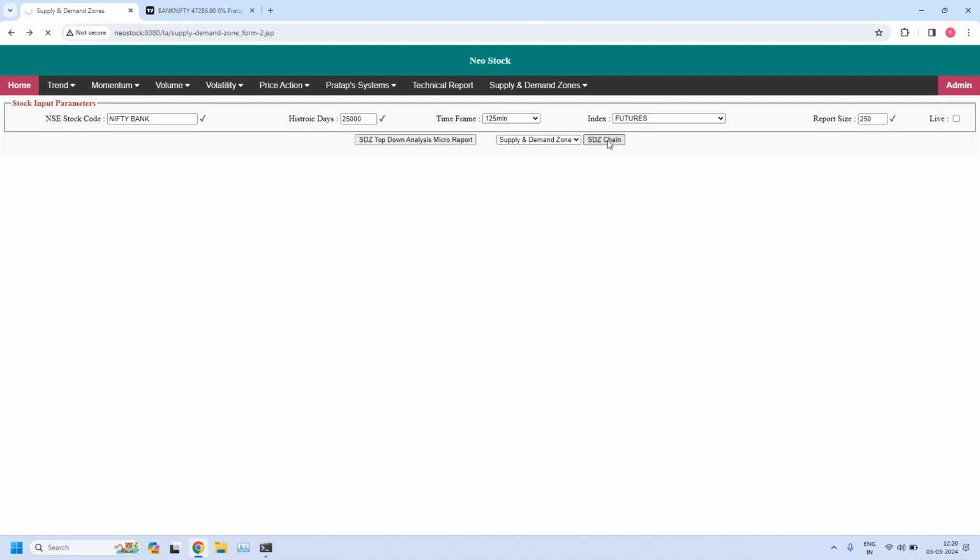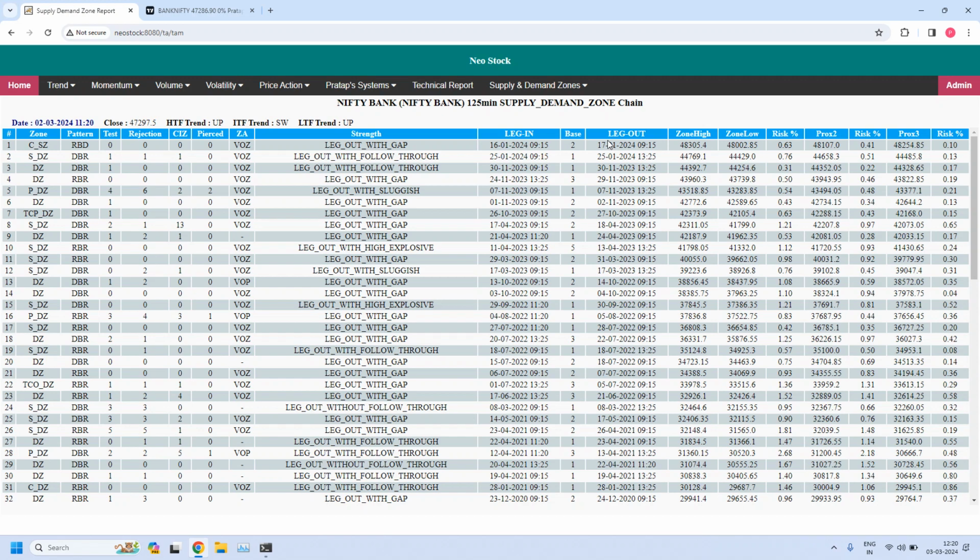Mostly 125 minutes, 75 minutes. You see, very close to each other they are. We have an immediate high liquidity supply zone, and an immediate high liquidity demand zone. That means currently Nifty is going to move between the high liquidity demand zone and the high liquidity supply zone. This demand zone is already tested.